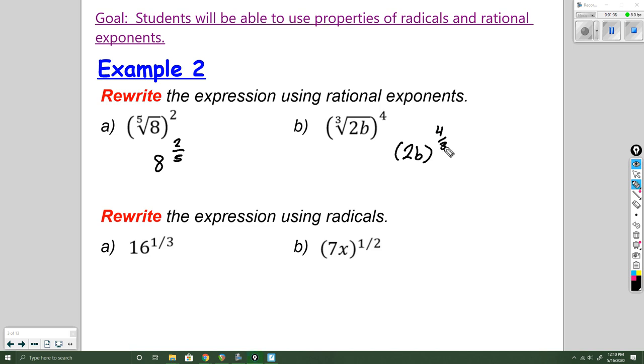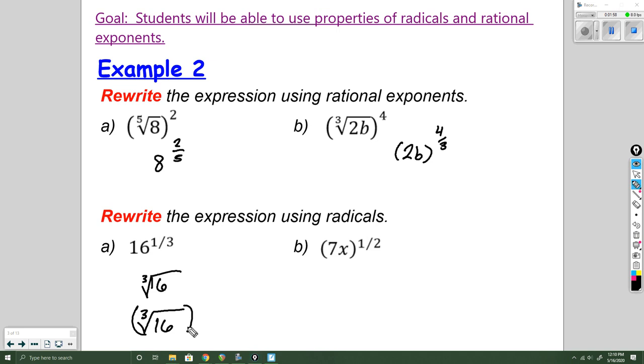All right, now we're going to go backwards. We're starting with rational exponents, and now we're going to get to radicals. All right, the numerator is what's on top, and then the denominator is the index. So we're going to have the cubed root of 16 here. Let me write this again. There we go, that's better. The cubed root of 16.